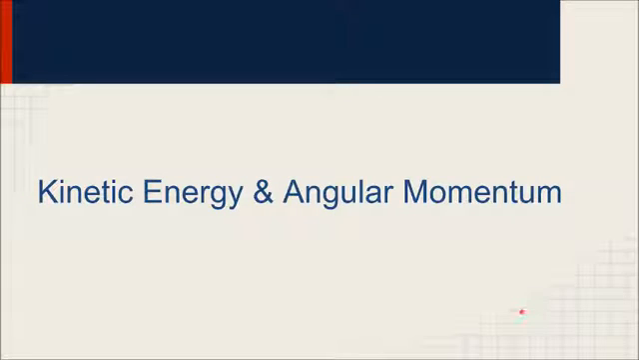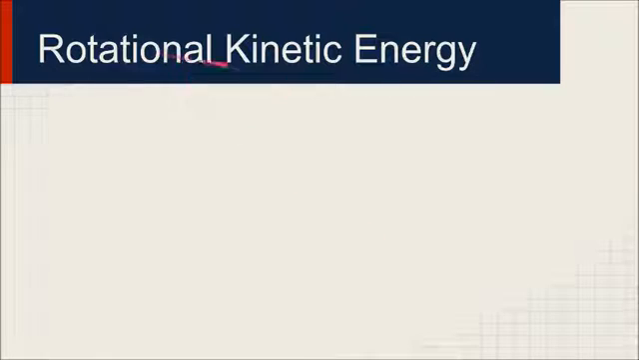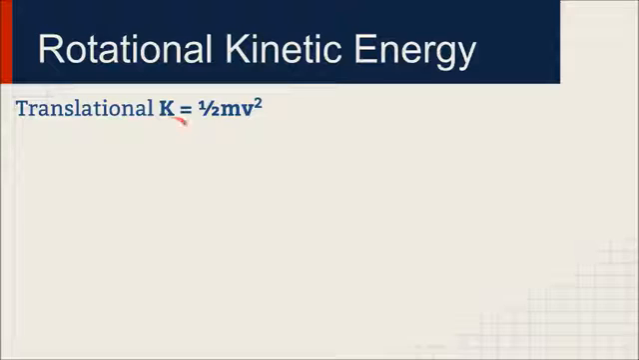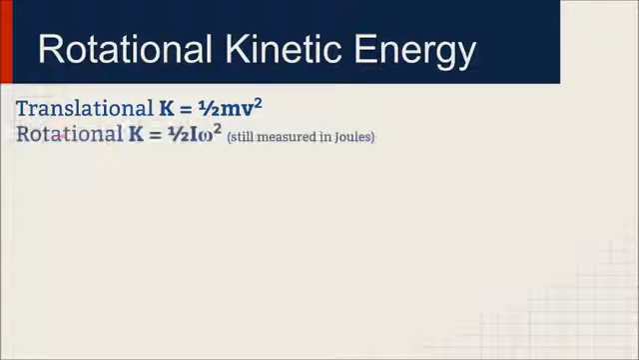Okay, this is part 4 of kinetic energy and angular momentum. So we're going to do rotational kinetic energy and angular momentum in this. Rotational kinetic energy is compared to translational kinetic energy. We learned that kinetic energy is 1/2 mv squared. Rotational kinetic energy comes out to 1/2 I omega squared.